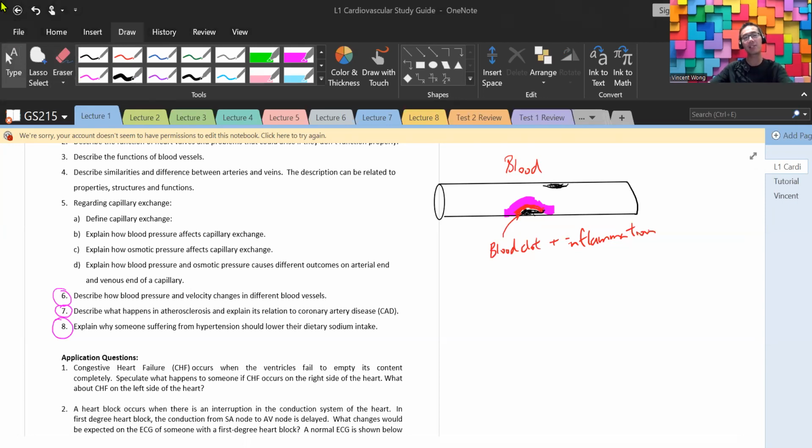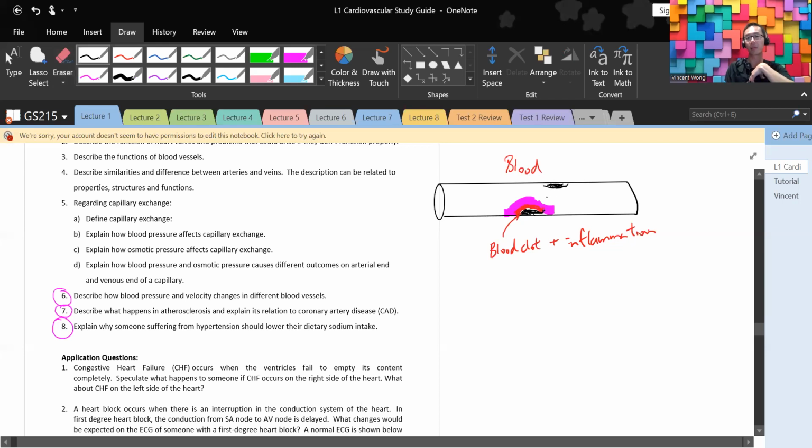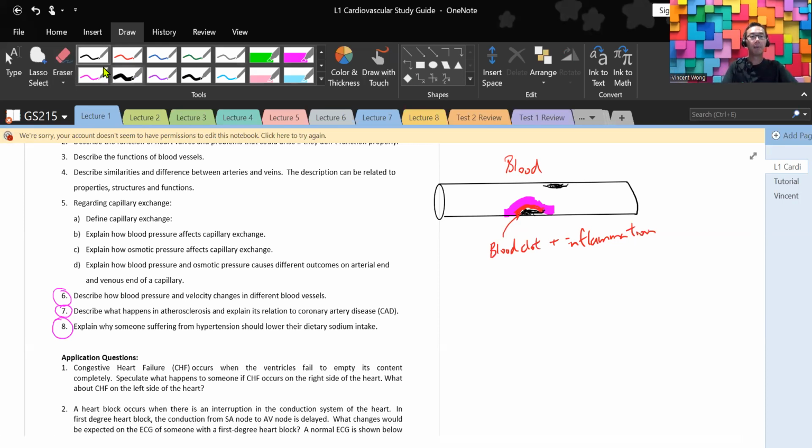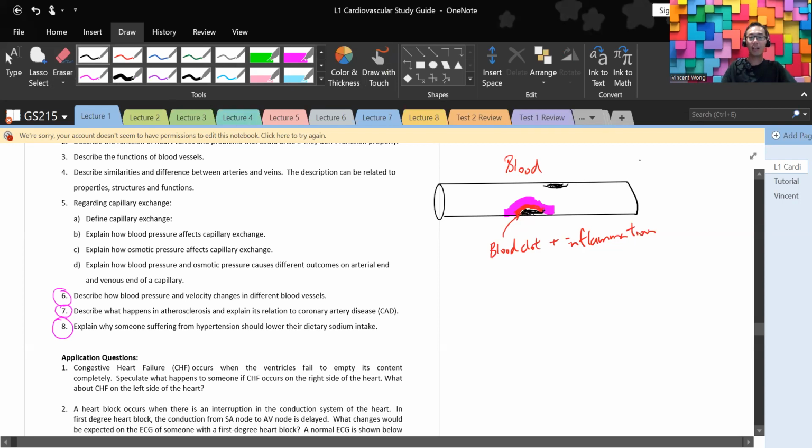Sometimes this could actually happen anywhere in the body, but it's particularly dangerous if it happens in the heart, for example, because you can cut off blood supply to the heart muscle, right? This could also happen in the head, and it could cut off blood supply to the brain, resulting in a stroke. There is also something called aneurysm.